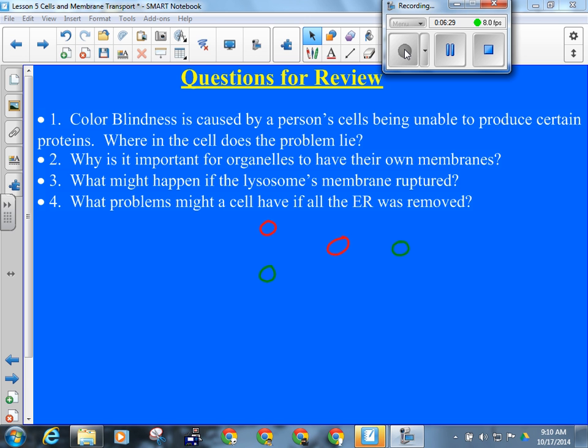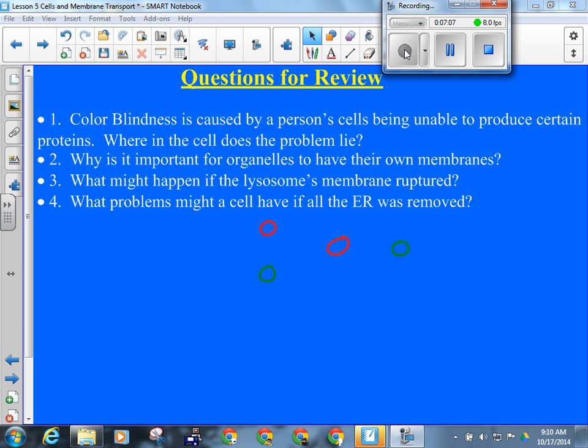Number 2, why is it important for organelles to have their own membrane? So why is there a membrane around the lysosome, around the mitochondria? Why is that good? Andreas? Right. Okay. It gives them their own specific environments, outside or inside of the cell, where they can operate most efficiently. Number 3, what might happen if the lysosome's membrane ruptured? Well, we kind of talked about that in class. We said the digestive enzymes would escape into the cell, and then they would, of course, digest all the cellular parts and probably kill the cell.